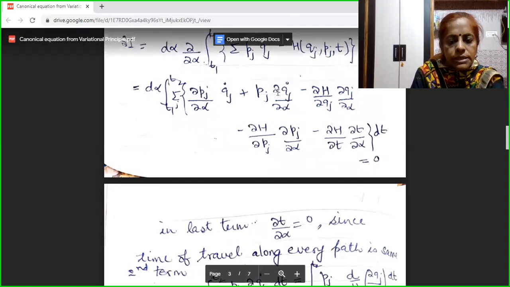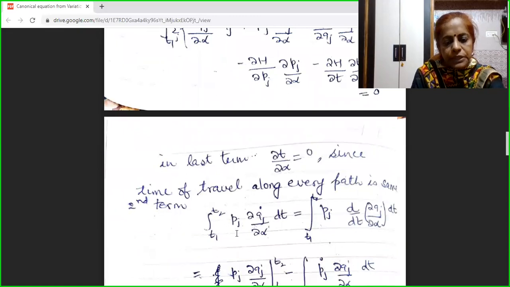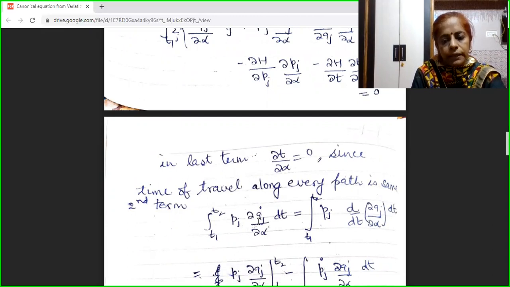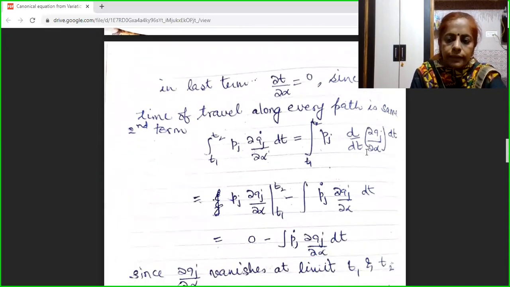Now this second term is integral pj del qj dot by del alpha. What does qj dot mean? Qj dot is dqj by dt. We can interchange the differentials. I am interchanging the differentials, and then I will solve this integral by parts.